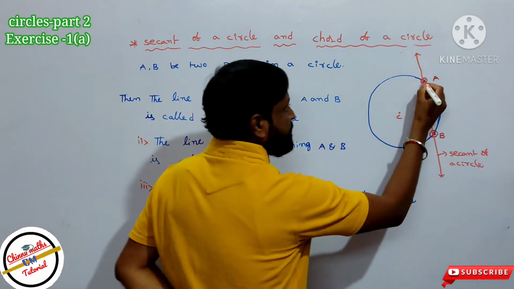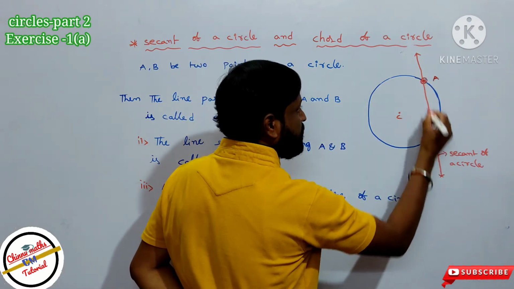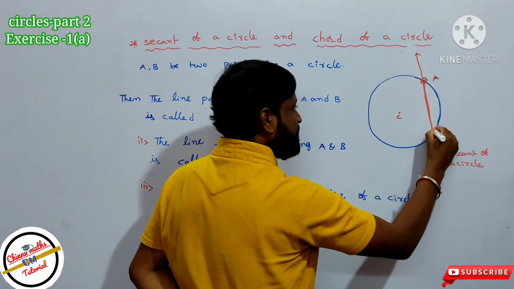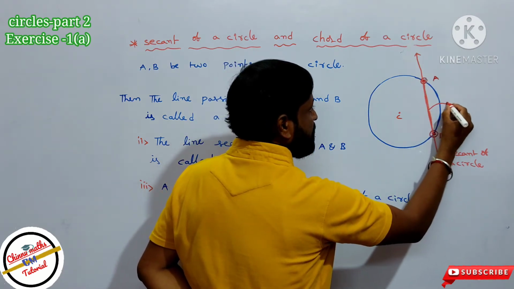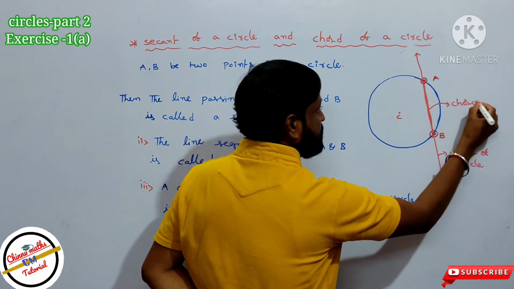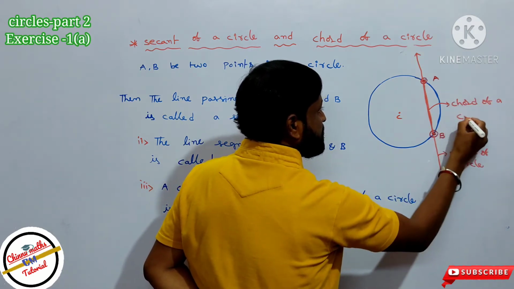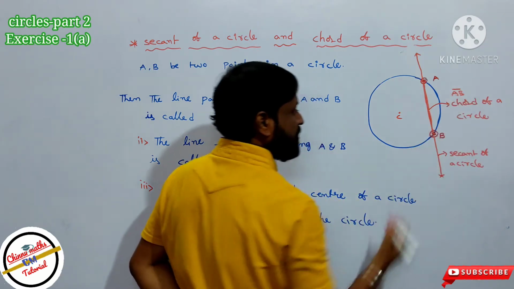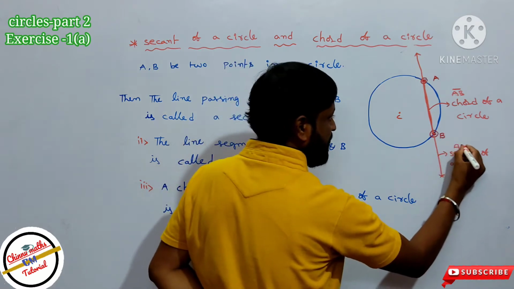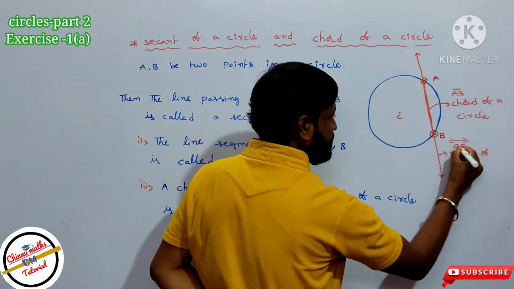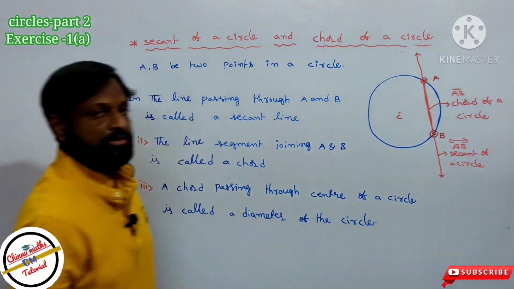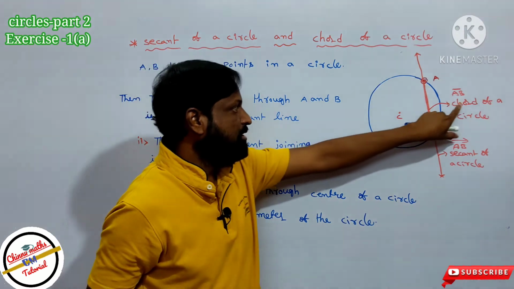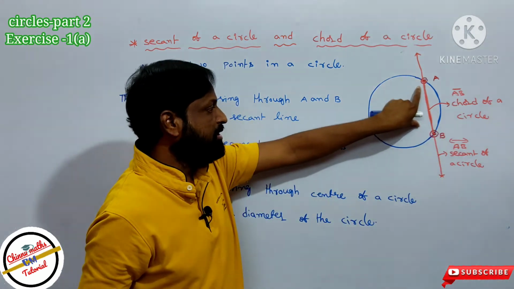Next, the line segment joining A and B is called a chord. Here, if you join point A and point B, you will get one line segment. This line segment is called a chord of a circle. The chord here is the line segment AB, and the secant line is the line AB. The line is denoted by a bar, and the segment is denoted by its own symbol. The line segment AB is called the chord of a circle, and the line AB is called the secant of a circle.